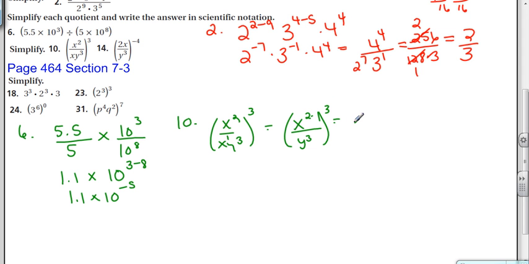So 2 minus 1, you actually have an x over y cubed raised to the 3rd power, which means the top is cubed and the bottom is cubed. So I would put a 1 on this x and say that's x to the 1 times 3, and this is y to the 3 times 3. So then that gives me x cubed over y to the 9th.